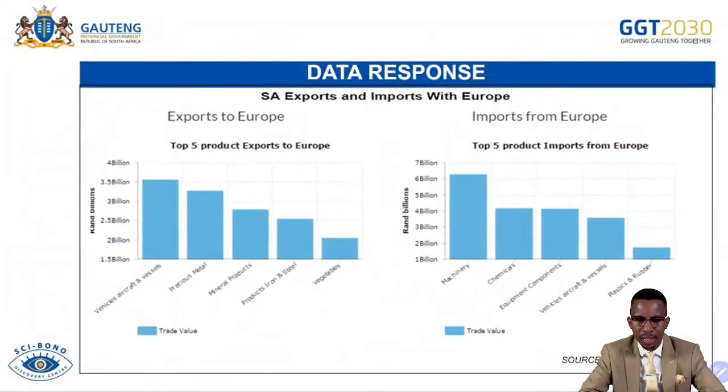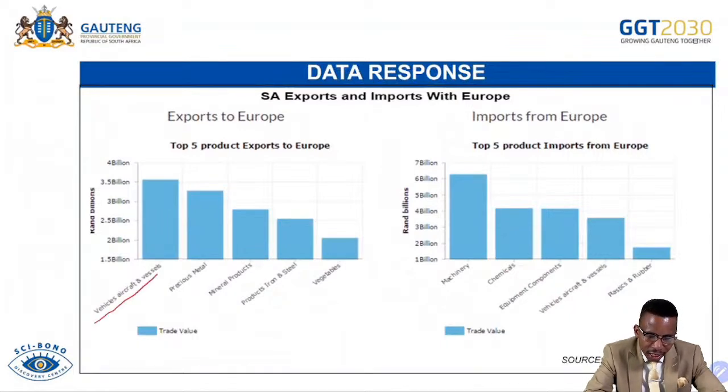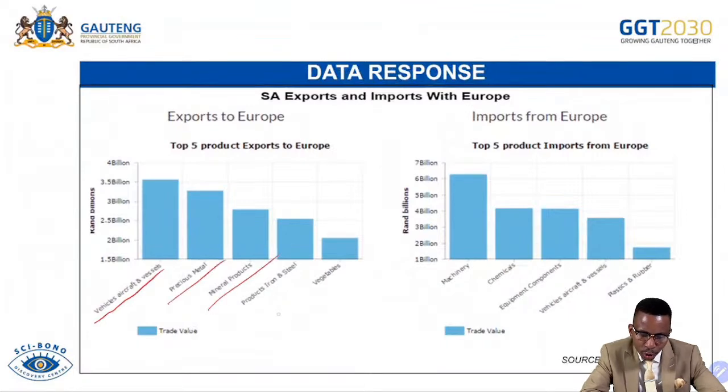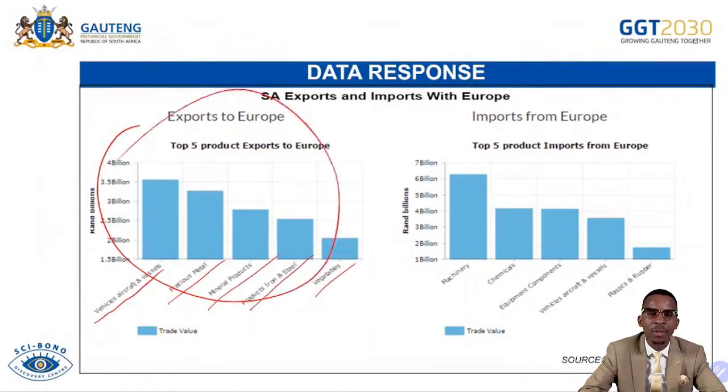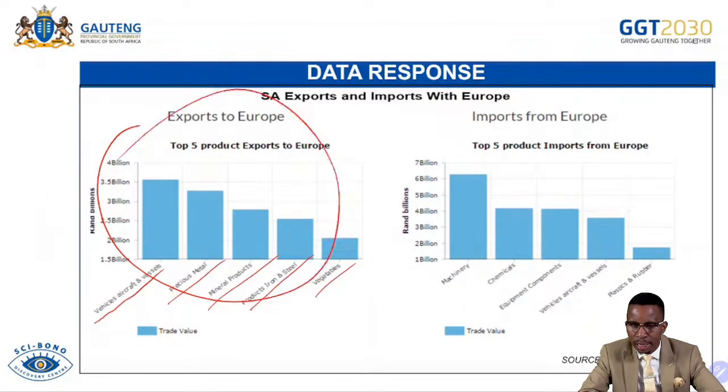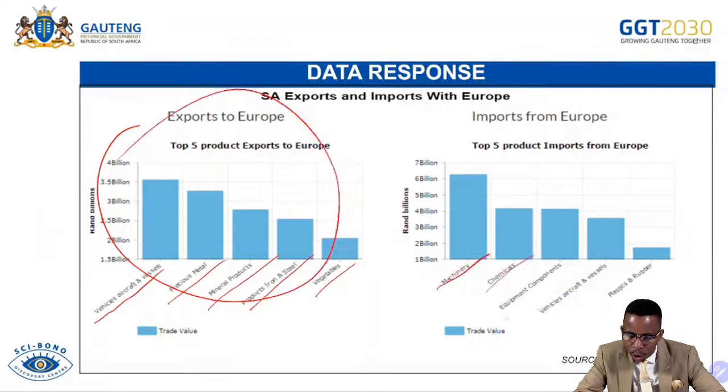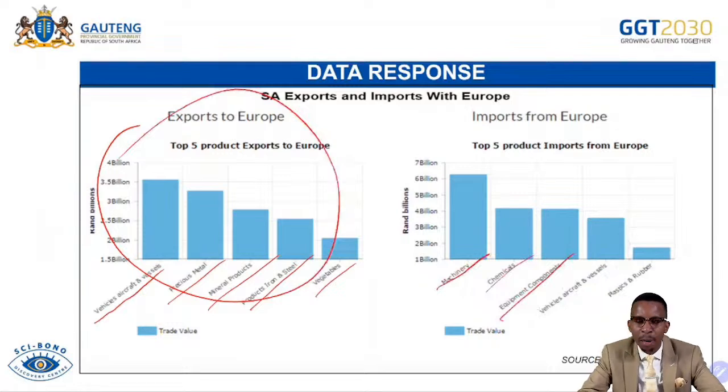Another data response is the export and import with Europe. So we talk about exports to Europe, top 5 product exports to Europe. We talk about in there vehicles, aircraft and vessels, and then we talk about the precious metals, we talk about mineral products, and then we talk about the products, iron, steel, and then vegetables. These are goods that are exported basically from South Africa to Europe. And then the main imports, we talk about machinery and equipment, the chemicals, equipment, components, and then vehicles, aircraft and vessels, as well as plastics and rubber. So the source is investing.com.